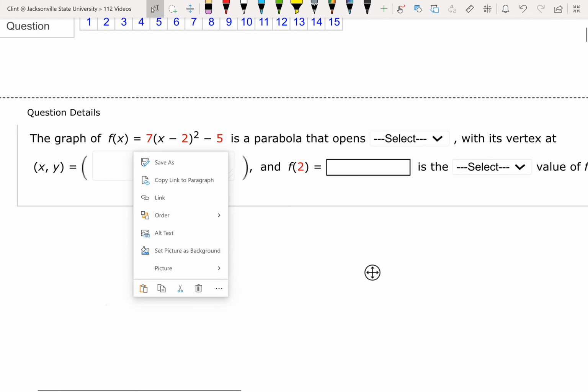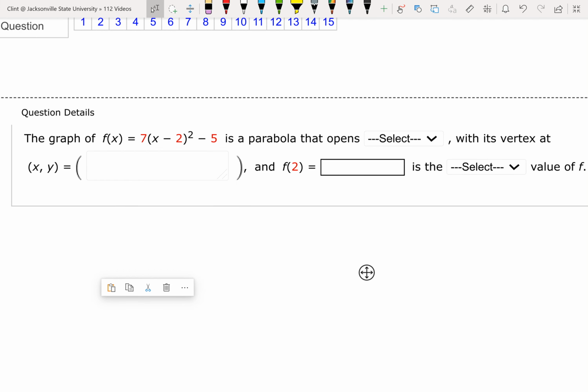Okay, so number 1, we've got a quadratic function question. Is the graph of f of x equals 7 times (x minus 2) squared minus 5 a parabola that opens, so we want to know if it opens up or down. Since our leading term, that a term, is positive, our parabola is going to open upward. Okay, that's that first part.